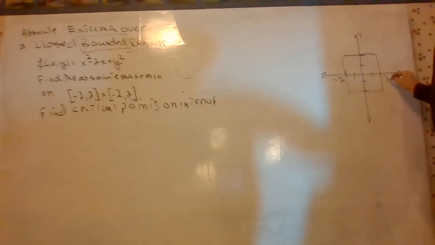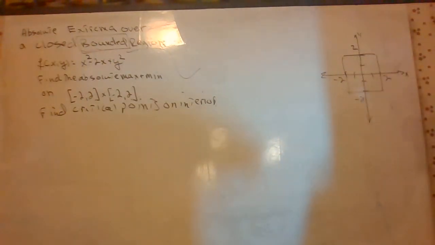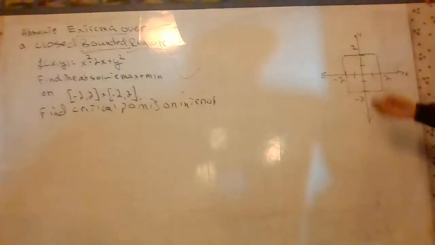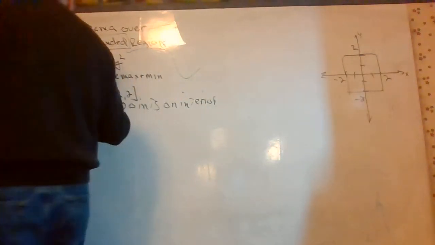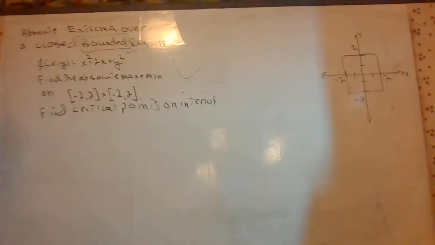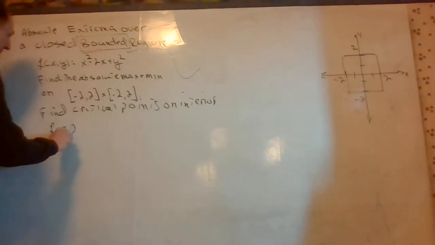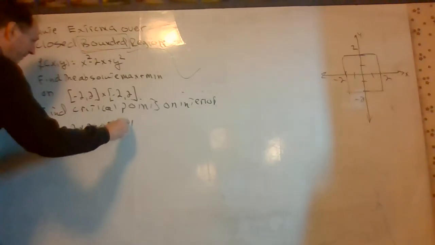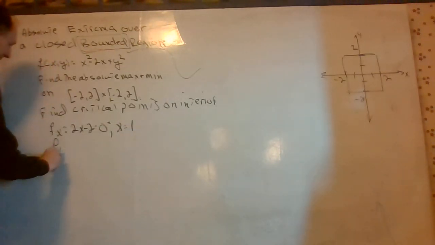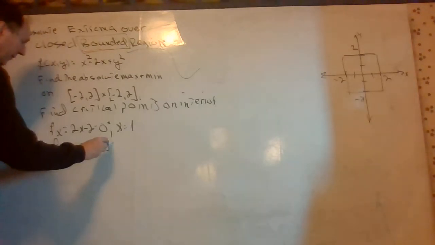There's negative 2 to 2, negative 2 to 2. Okay, if it were a circle, we'd have to use an equation. X squared plus y squared less than or equal to 4. That would be a circle. But this says x can be anywhere from negative 2 to 2, y can be anywhere from negative 2 to 2. Okay, so we're going to find an x partial, 2x minus 2 equals 0. X equals 1. Going to find a y partial, set it equal to 0.